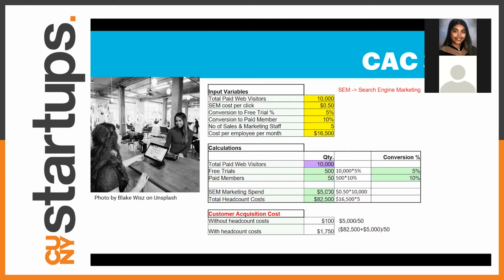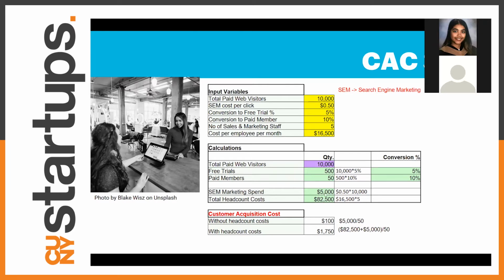All right. And then we determined that your search engine marketing spend was $5,000 because your cost per click is 50 cents. You had 10,000 people that visited your website based on cost per click. So these are all paid visitors. So it costs you $5,000 to end up with 50 paid members. And it costs you for your marketing and sales staff that month, $82,500. So your customer acquisition cost was $100 without the head count.